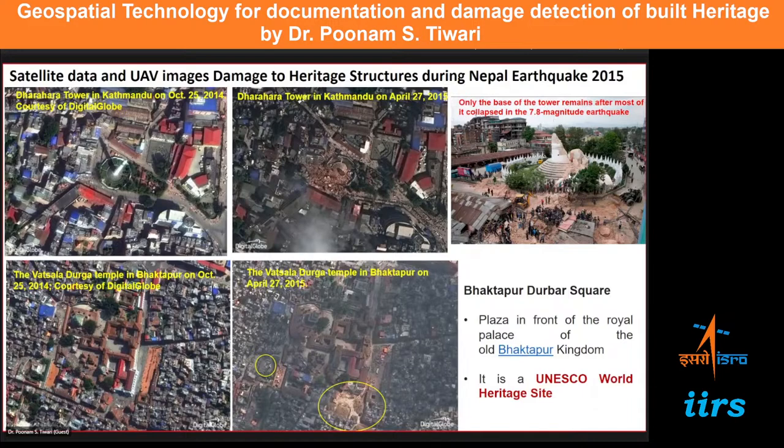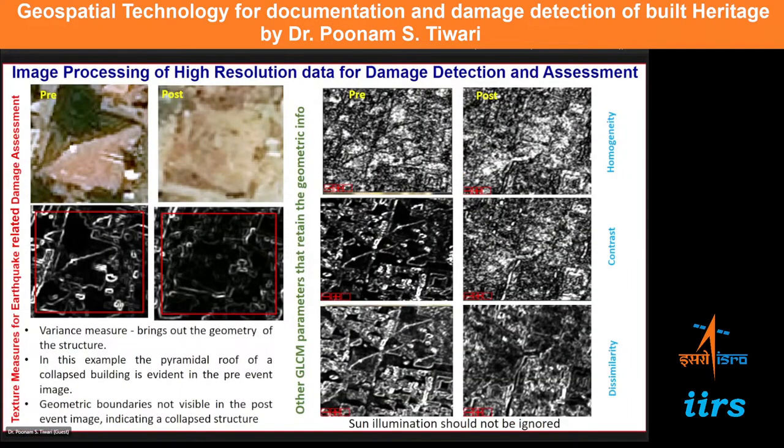This is the Dharhara tower. The entire tower collapsed. You can see the tower is standing in the pre-earthquake image, and after the earthquake the entire tower has collapsed. Similarly, this is the Vatsala Durga temple in Bhaktapur in Nepal. After the earthquake this entire area was damaged. So how can we use these high resolution datasets and advanced image processing methods for damage detection?